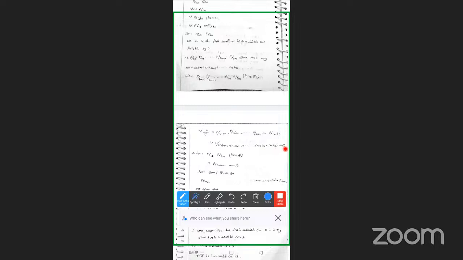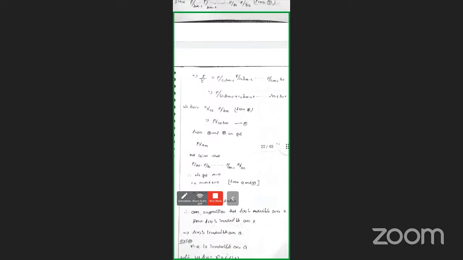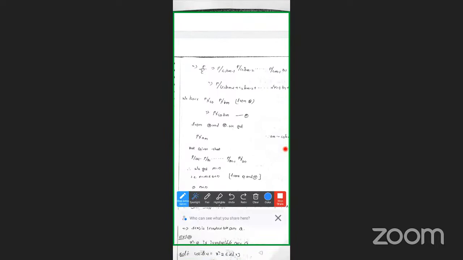This is equation number 4. So we have p does not divide c naught and p does not divide bm from equation number 3. So therefore p does not divide c naught into bm. So equation number 5. From equation number 4 and 5, we are getting p does not divide bm. So this is a contradiction to our assumption.